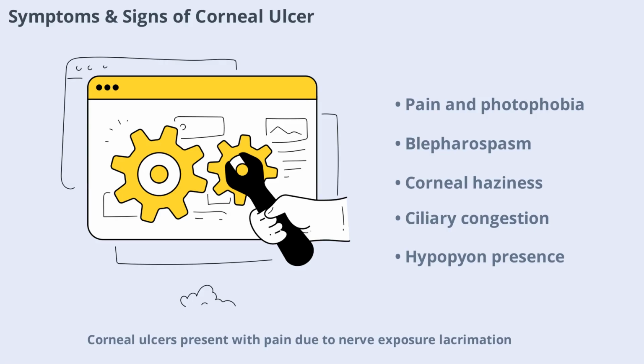Corneal ulcers present with pain due to nerve exposure, lacrimation, photophobia, headache, and blurred vision from corneal haziness. Signs include marked blepharospasm, especially in children, rough yellowish-white areas on the cornea, loss of window reflex, corneal haziness, ciliary congestion, muddy iris, constricted pupil, and possible hypopyon. Corneal vascularization may also occur. Diagnosis is aided by fluorescein staining and clinical examination. Recognizing these symptoms and signs is crucial for early intervention and preventing complications.